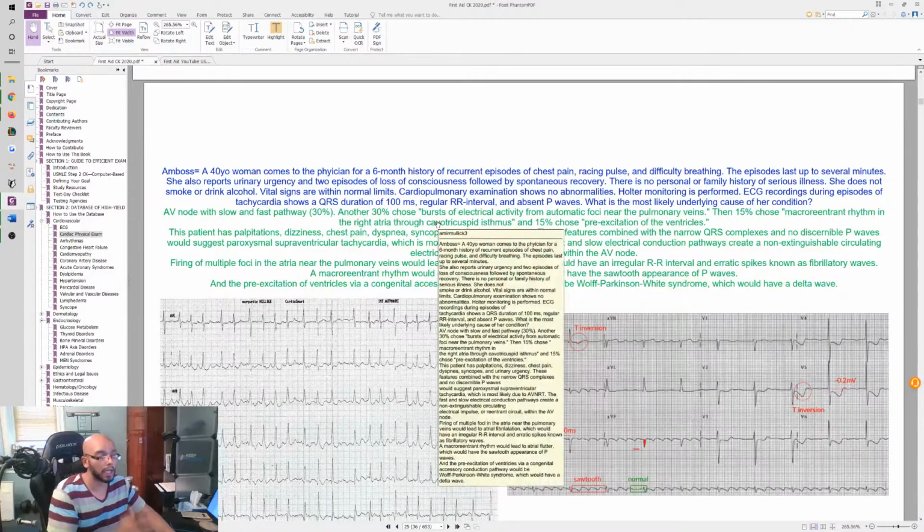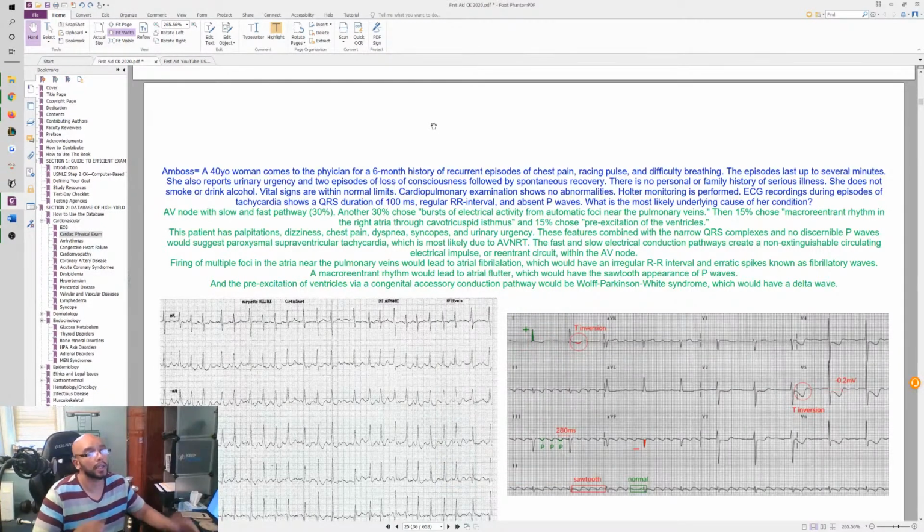Oftentimes, this is going to happen on your Step 1, it's going to happen on your Step 2 CK. You're going to see a question where you're not 100% sure what the correct answer is, but you should be able to figure out what would be correct for every other answer choice. Right? Like we did here. For the wrong answer choices, like we explained in the last 3 sentences, you should be able to figure out what each answer choice is for, and then realize that that answer choice is not correct for your question.